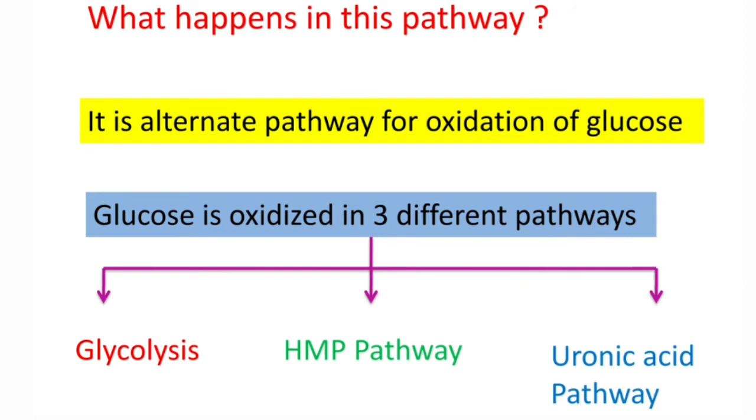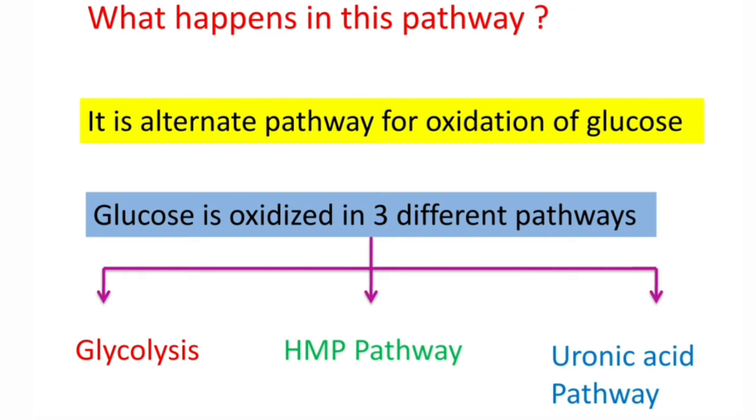Now coming to what actually happens in this HMP pathway, it is called as alternate pathway for oxidation of glucose. So glucose is oxidized in three different ways. The major route of oxidation of glucose is glycolysis. Second one is HMP pathway, and the third one is uronic acid pathway. So in all these three pathways, glucose is oxidized.